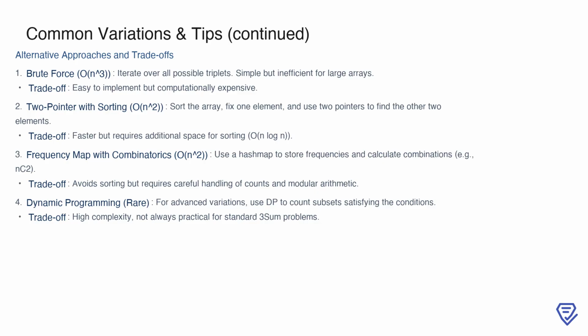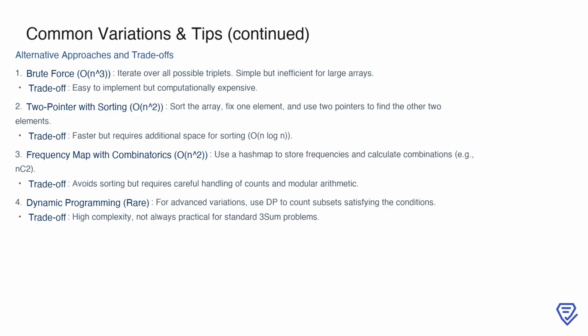A more efficient method is the two-pointer approach combined with sorting, which reduces the complexity to n squared. By sorting the array and using two pointers to find valid combinations, this method is faster but does require additional space for sorting, which is n log n.